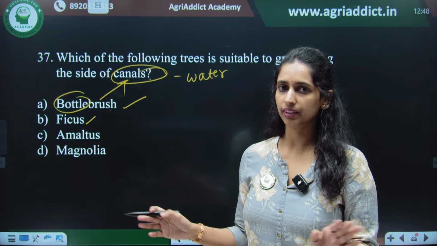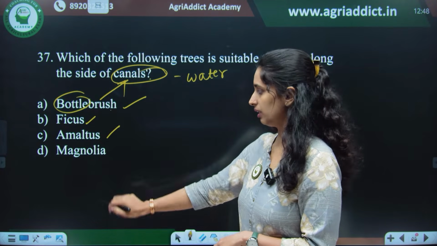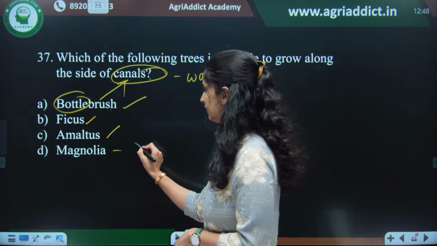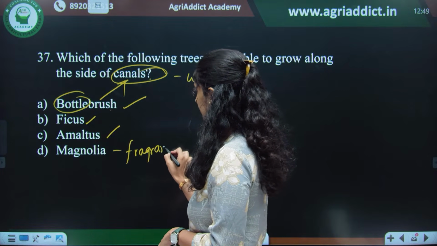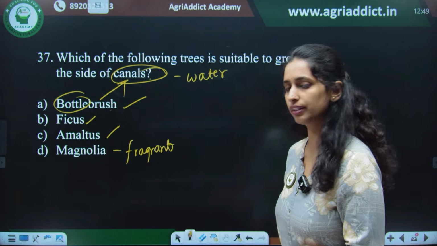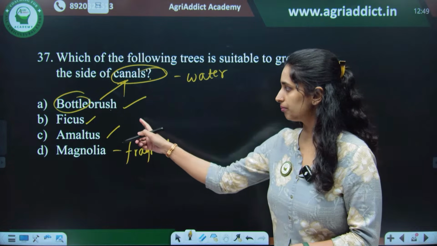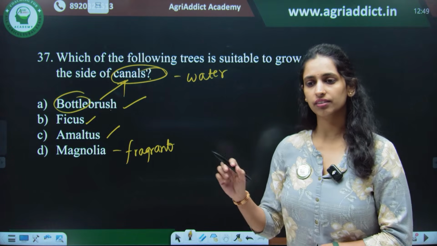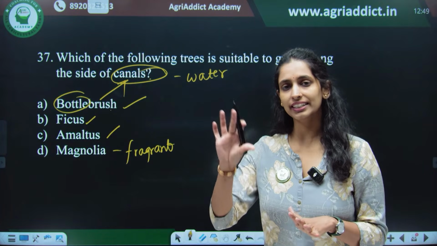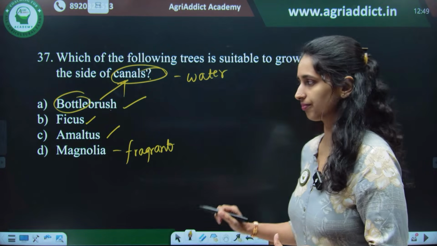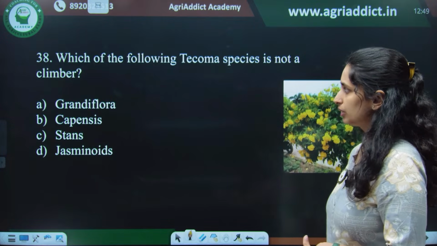Ficus is not water resistant. Ailanthus, no. Magnolia is a fragrant tree. Fragrant flowers we can get. Other than bottle brush, you remember every important 2-3 examples, so you can easily eliminate the options.